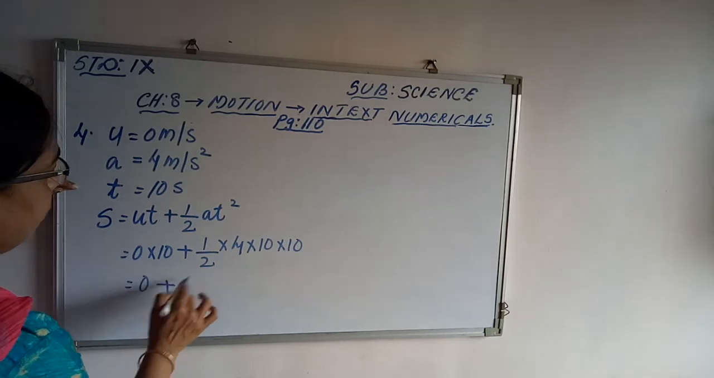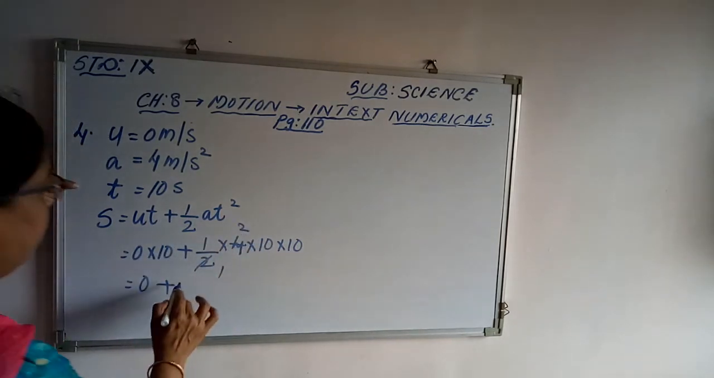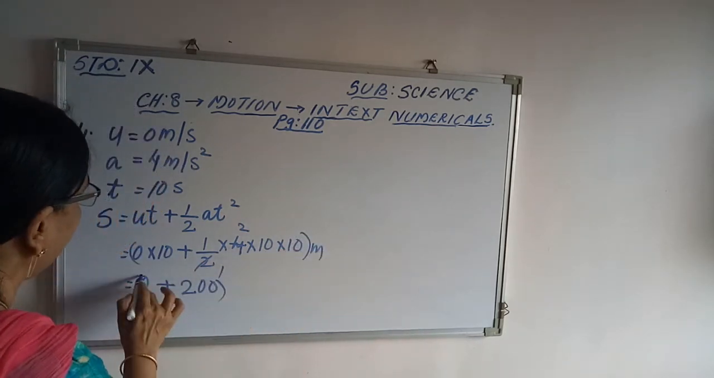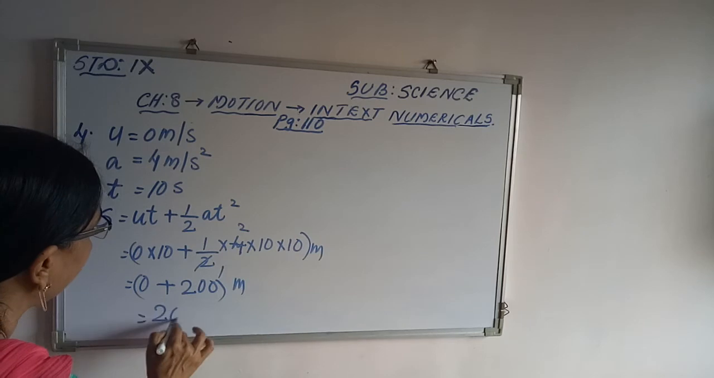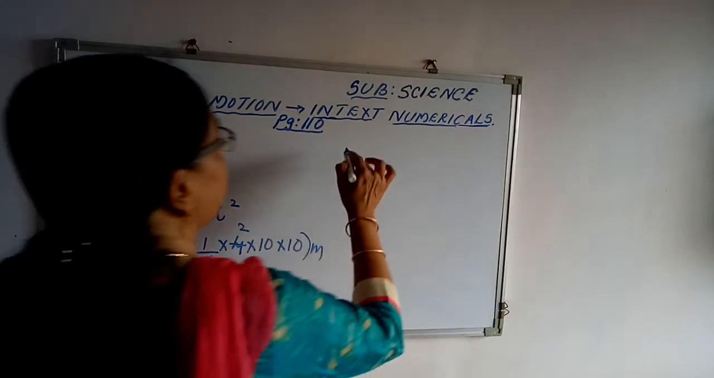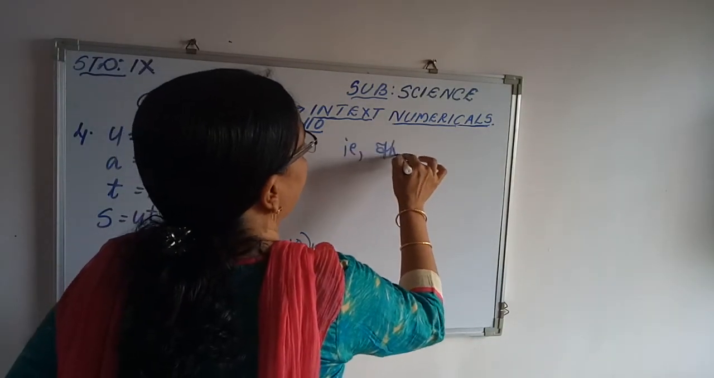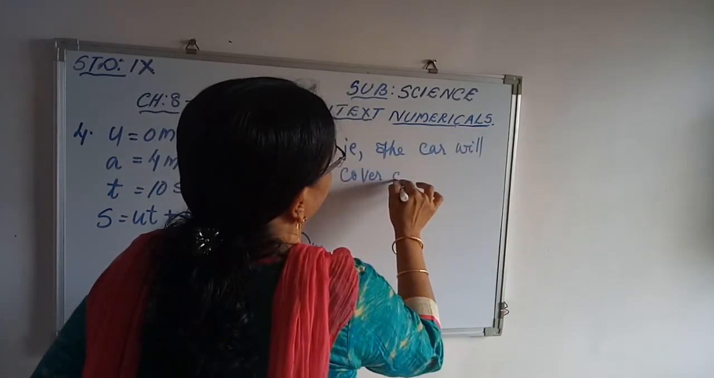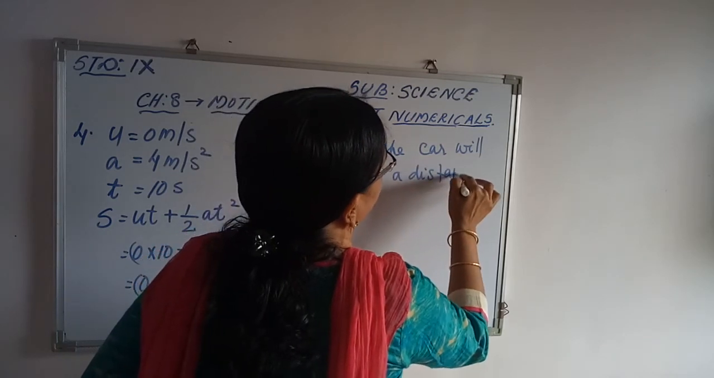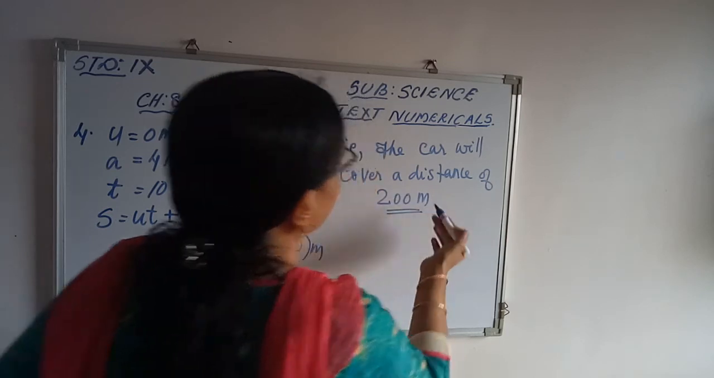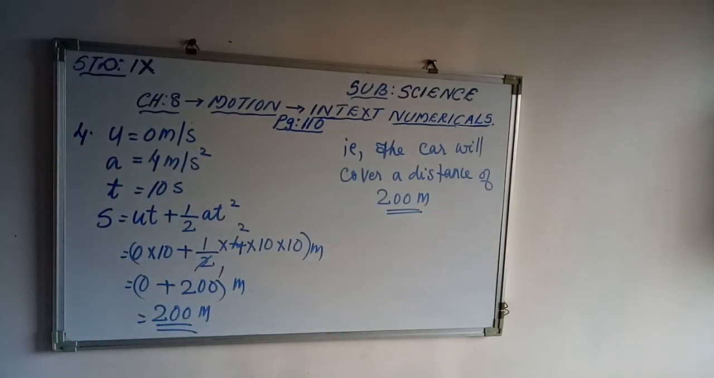That's equal to 0 plus, simplify. Answer will be 200. Distance, it is in meter. 200 meter, that's equal to 200 meter. S is equal to 200 meter. So we can write the car will cover a distance of how much? 200 meter. Is that clear?